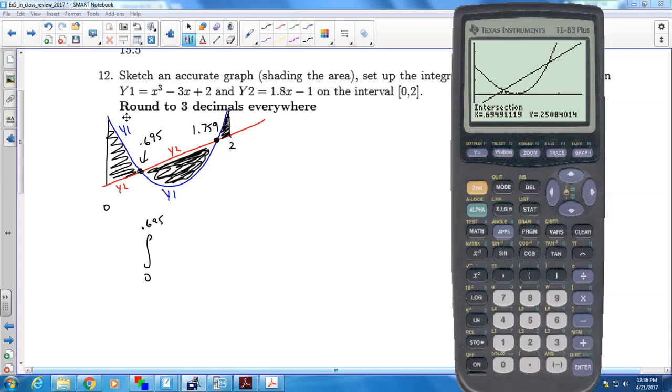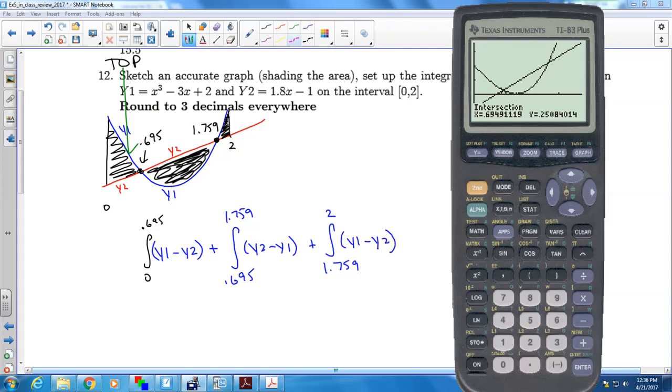For that little section, y1 is on top, y2 is on bottom. Remember, you can tell by the top of the page, and if you just start drawing an arrow down, the first one you come to is the one on top. So it's going to be y1 minus y2 for that one. And then the integral from 0.695 to 1.759. For that part, y2 is on top. So I'll do y2 minus y1. Then I'm going to integrate from 1.759 to 2. And for that little area, y1 is on top, minus y2.